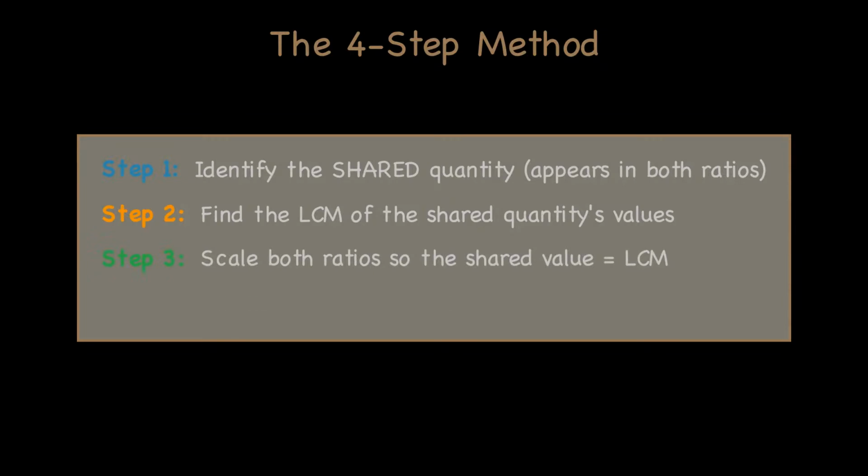Here is our four-step method for combining ratios. Step 1. Identify the shared quantity, the one that appears in both ratios. Step 2. Find the LCM of the shared quantity's two values. Step 3. Scale both ratios up so the shared value equals the LCM in both. Step 4. Combine everything into one three-part ratio. Let's see it in action.